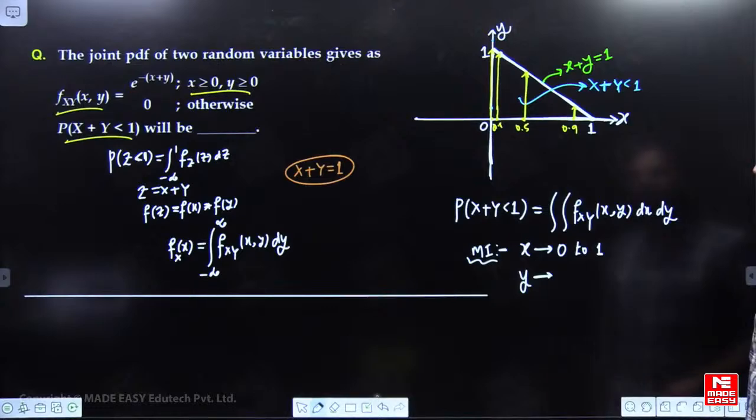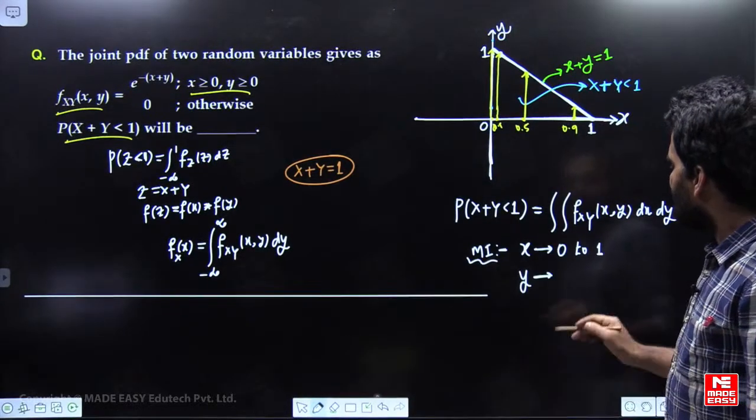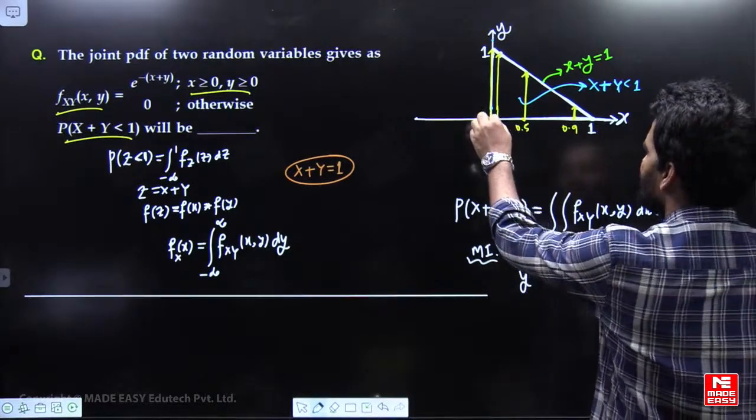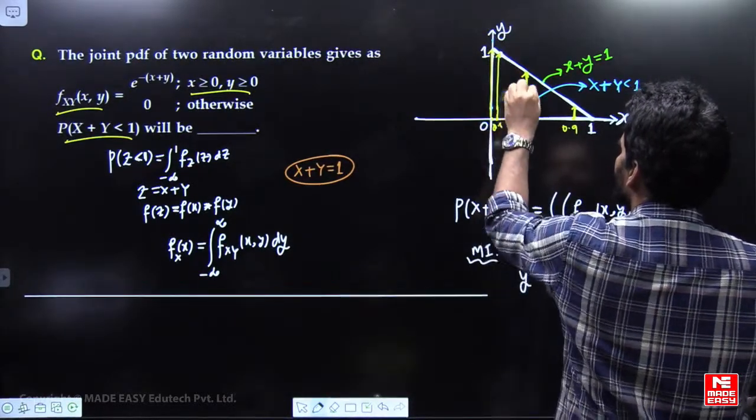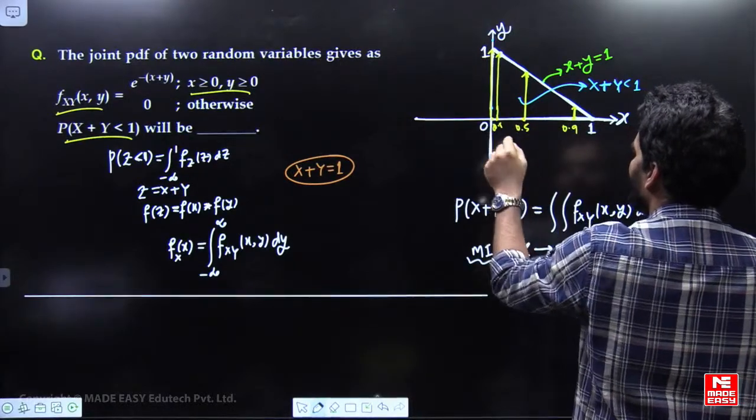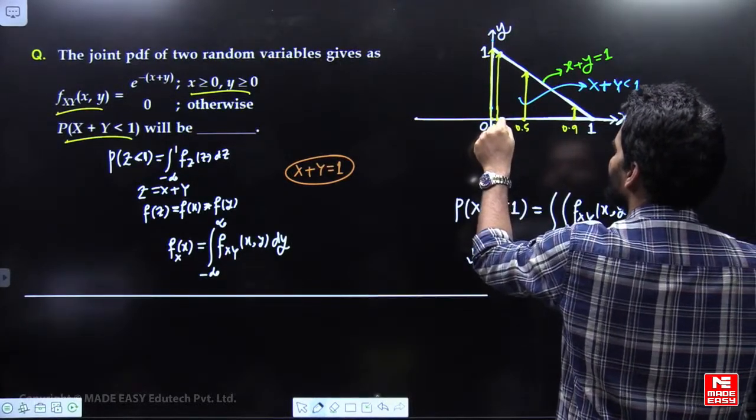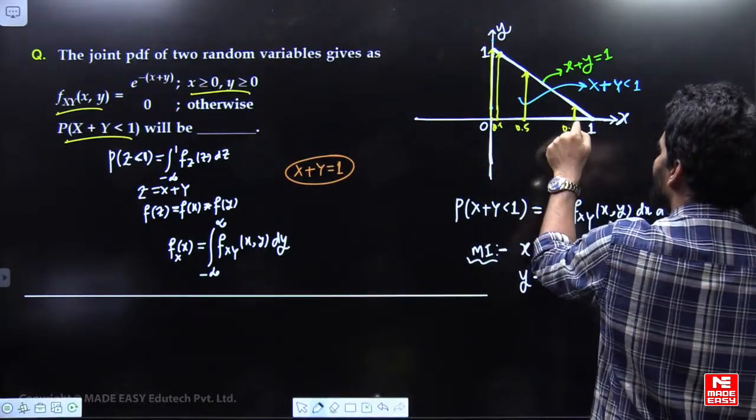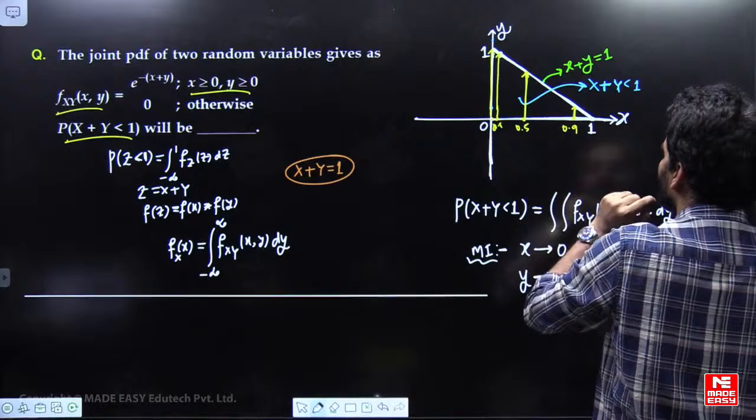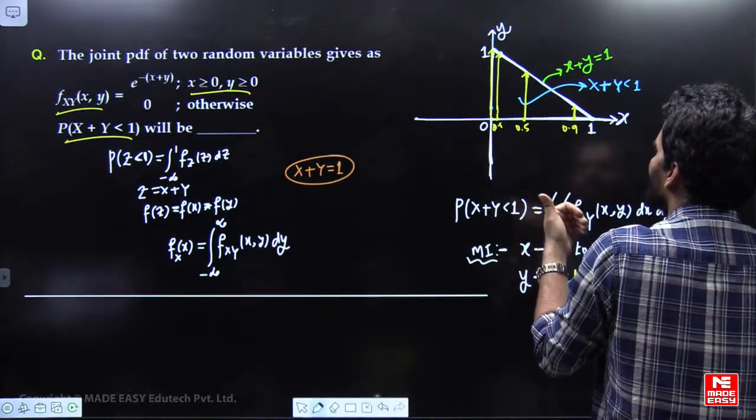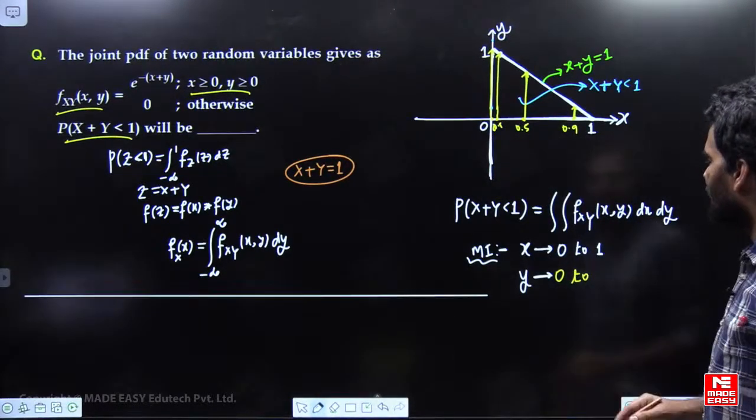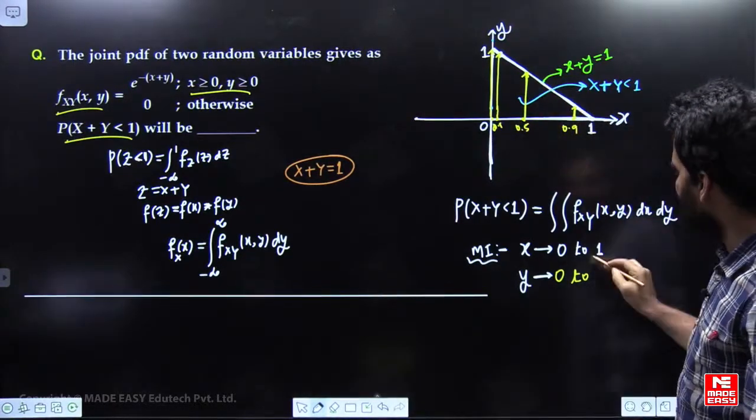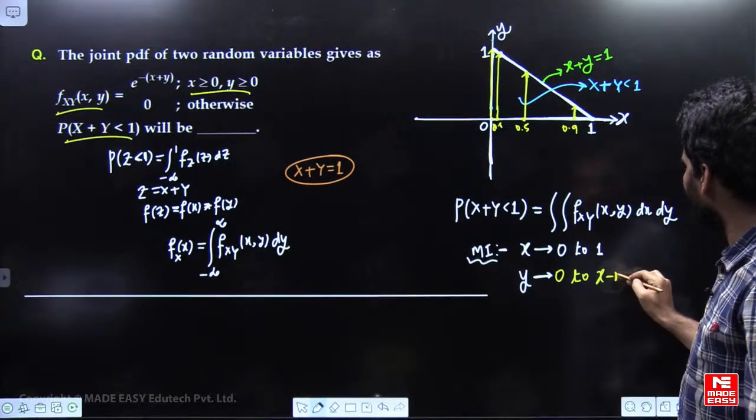Okay, let me generalize this. What is the range of y values we expect here? The range of y values we expect definitely depends on x. If x is 0.1, the range of y is 0 to 0.9; if x is 0.5, the range of y is 0 to 0.5; if x is 0.9, the range of y is 0 to 0.1. So the range of y values definitely depends on x. It definitely starts from 0, 0 to, I can write, 1 minus x, depending on x.